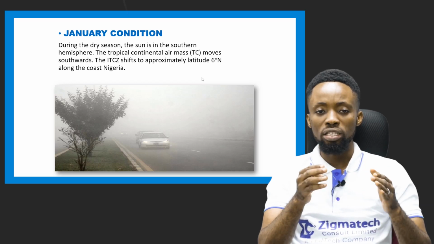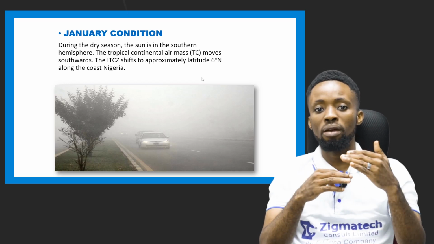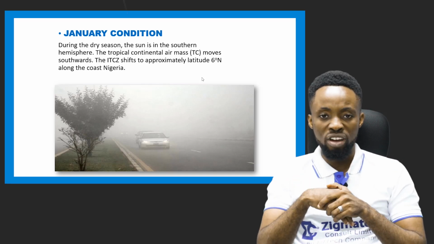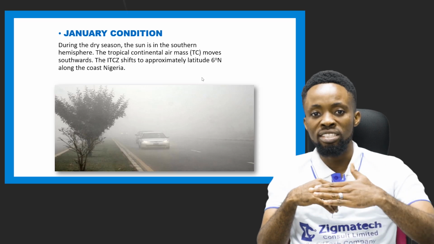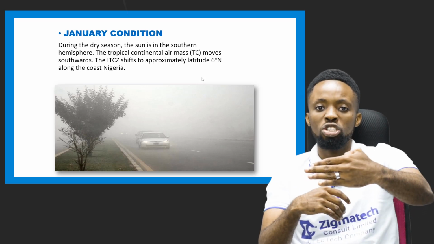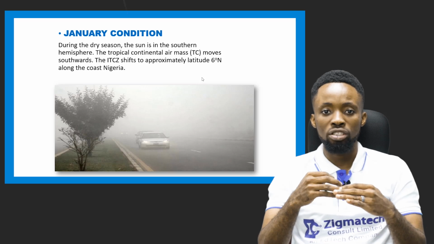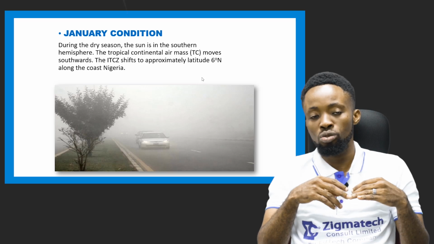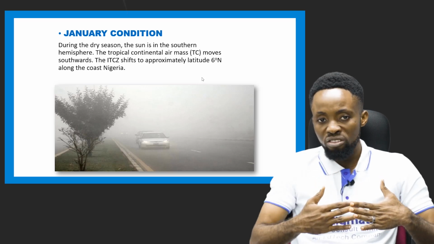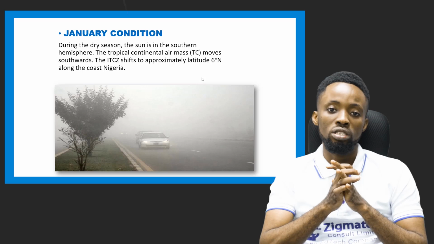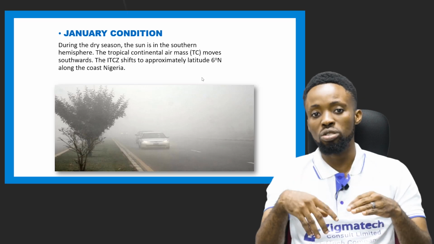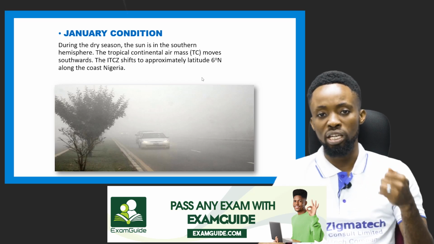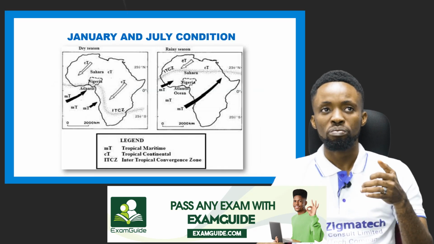Now, when the tropical continental air mass will shift towards the south during the dry season, the ITCZ, which is the boundary, will also shift towards the south. And during that season, you see that the tropical maritime, or the wind from the Atlantic Ocean, will regress towards the what? Towards the Atlantic Ocean, or towards the coastal areas of Nigeria. So this is actually what happens in the January condition.